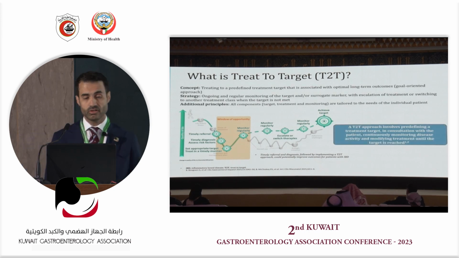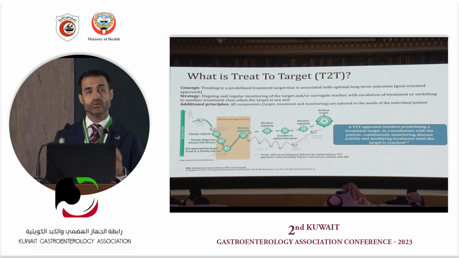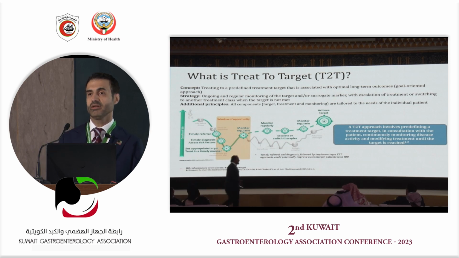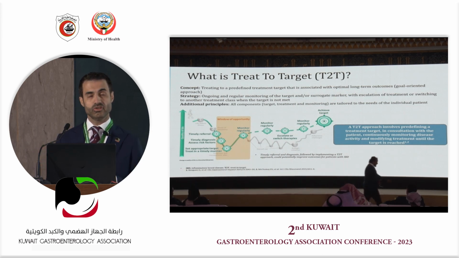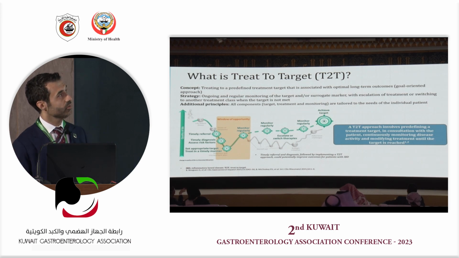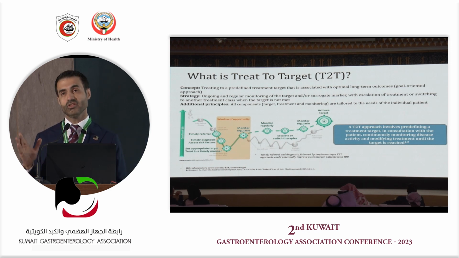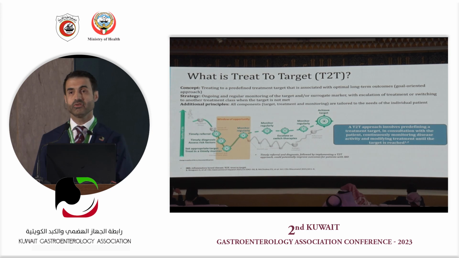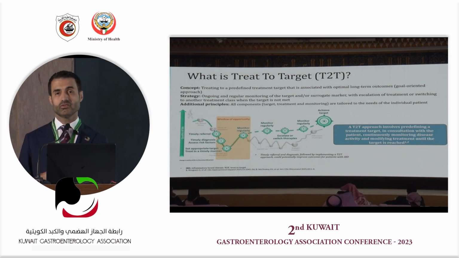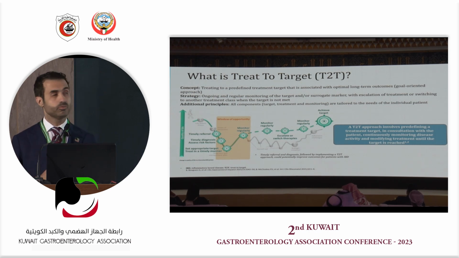So what is treat to target? The concept is that we should have a target to treat the disease, and then we aim to reach that target by giving therapies, switching therapies, and doing tests, imaging or blood tests. This strategy is supposed to reach that target because we think this target is the important endpoint. And sometimes those targets should be personalized to some patients, not the whole population, so we sometimes need a personalized target.